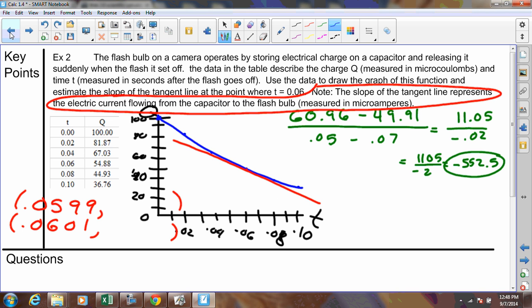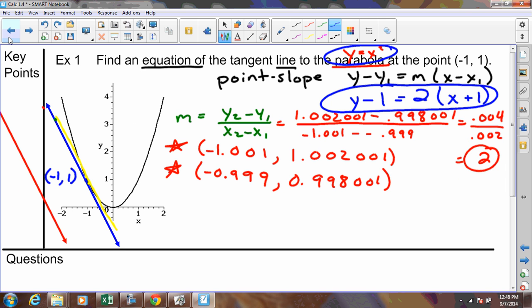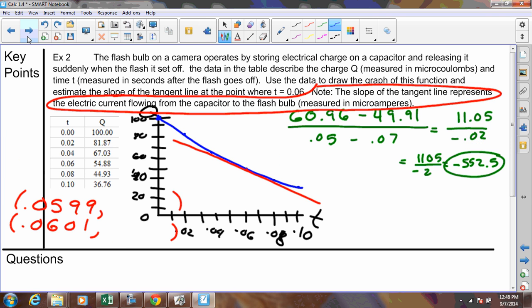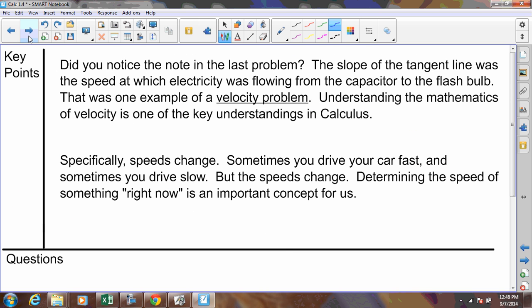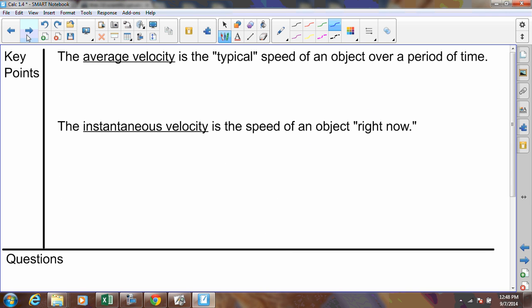Yes, we can get a really, really close approximation by using a secant line. But even the secant line that we did in the capacitor problem and the secant line we did in the parabola problem are not what's going on right now, instantly. They are what happened over a tiny little period of time, for 0.002 or 0.02, 1/50th of a second or 1/500th of a second. That may not seem like that big of a deal, but it's still not right now.